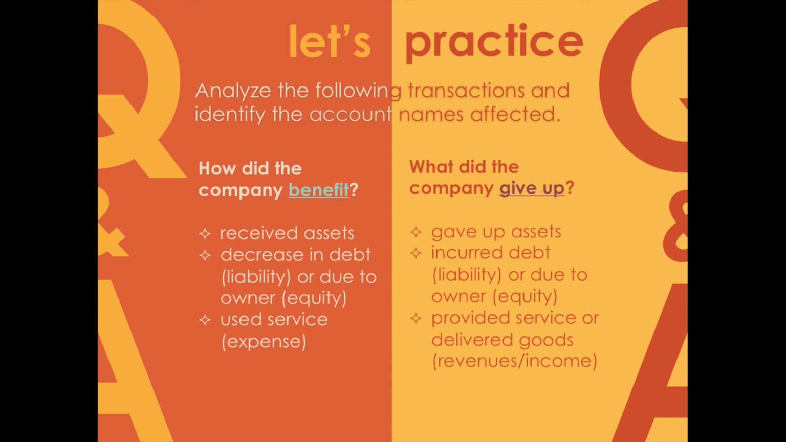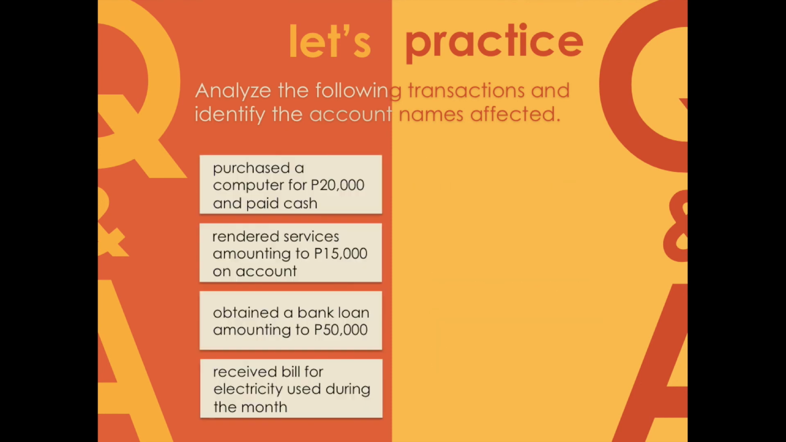So the company may benefit by receiving assets, decreasing its liabilities or dues to the owner or capital account, or through the use of a service or incurring an expense. In exchange, the company may give up assets, incur more liabilities, or increase its dues to the owner, or provide a service or deliver goods, which is represented by the income accounts. Now let's try applying this analysis on the following transactions.